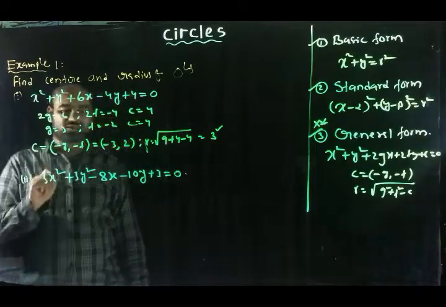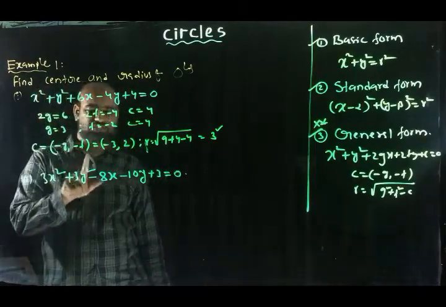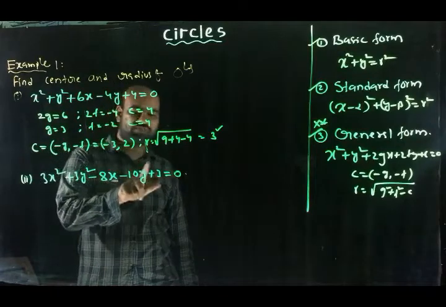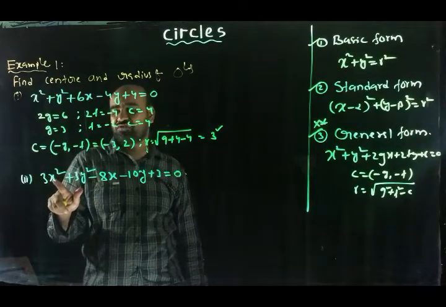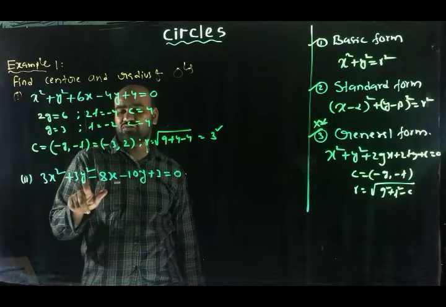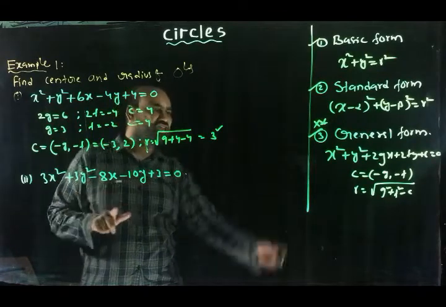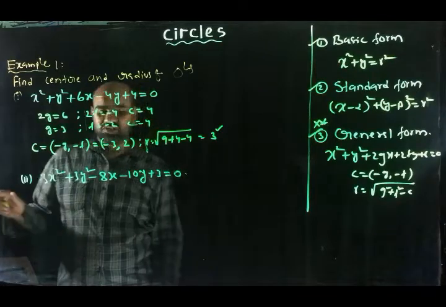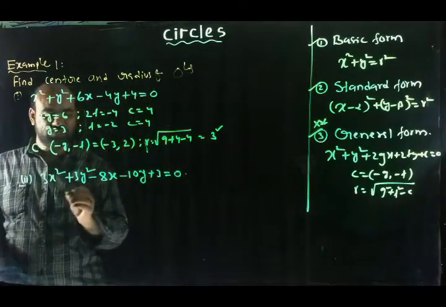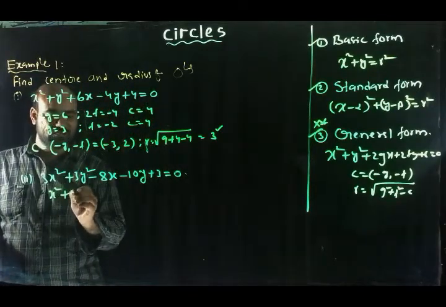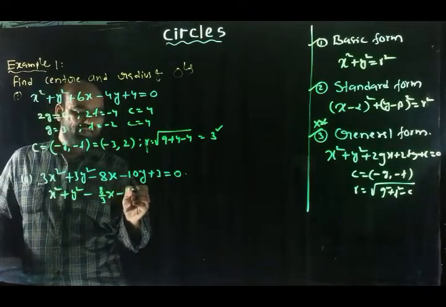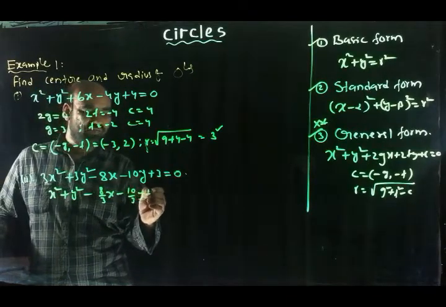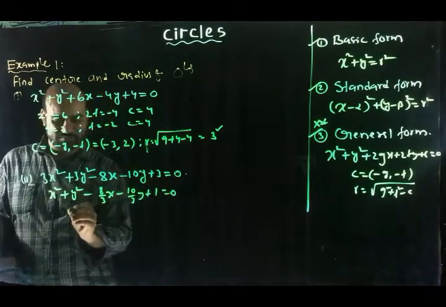Okay. Second example: 3x square plus 3y square minus 8x minus 10y plus 3 equal to 0. This is not in general form. In general form, the x square coefficient and y square coefficient should be 1. Then it is taken as the standard general form. That's why I am dividing through by 3: x square plus y square minus 8 by 3 x minus 10 by 3 y plus 1 equal to 0.